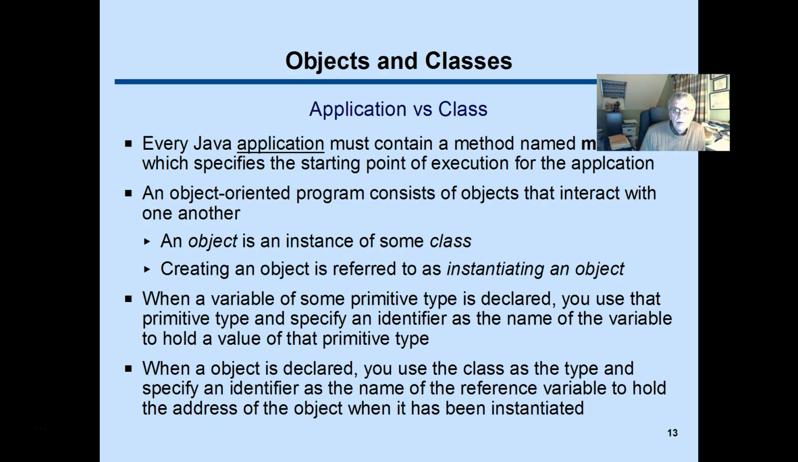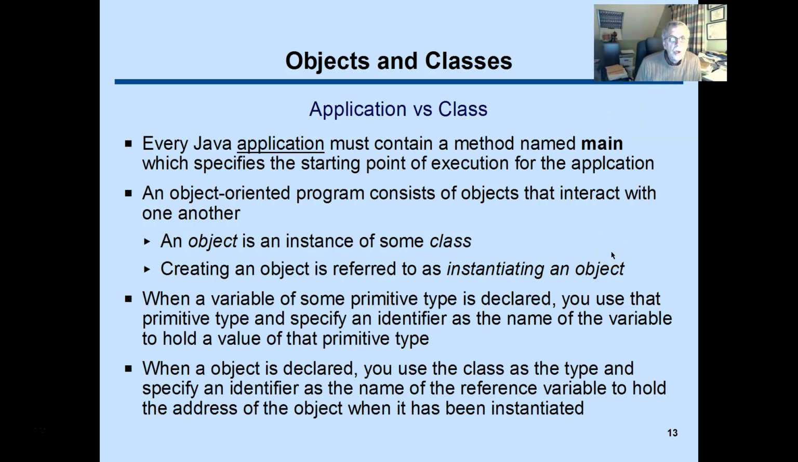So again, let's make a clarification or distinction here between an application and a class. Every Java application has a method called main, and this specifies the starting point of execution for the application. So an object-oriented program consists of objects that effectively interact with one another. And that's what we were doing within our application. We were creating objects, and they may have been directly interacting with one another, or we may have been interacting with them. So that's what object-oriented programming is all about.